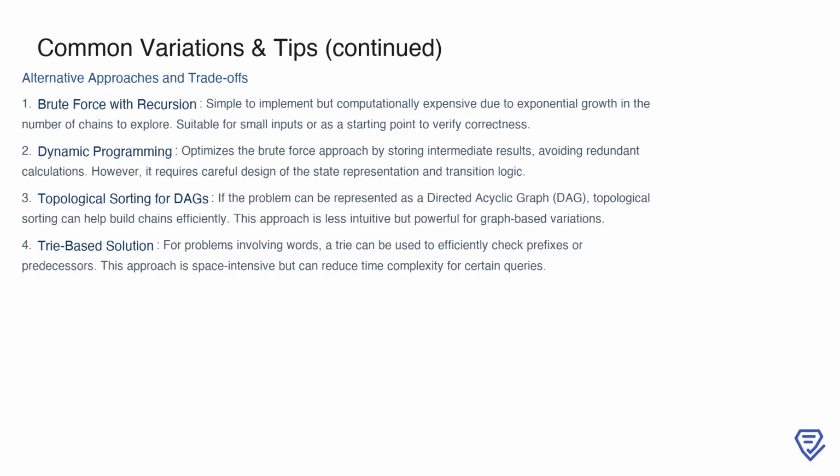Another alternative is using topological sorting for directed acyclic graphs, or DAGs. If the problem can be represented this way, topological sorting can efficiently build chains, although it's a less intuitive method. Lastly, a tree-based solution is particularly useful in word-based problems, as it enables efficient prefix or predecessor checks. The downside is its high space complexity, which may not be feasible for very large inputs. Understanding these approaches and their trade-offs will help you choose the right strategy for different variations of chain problems.